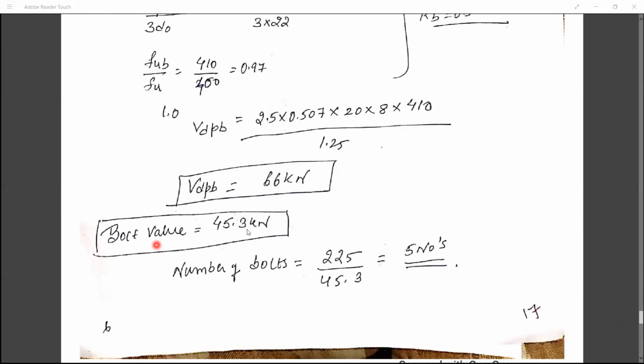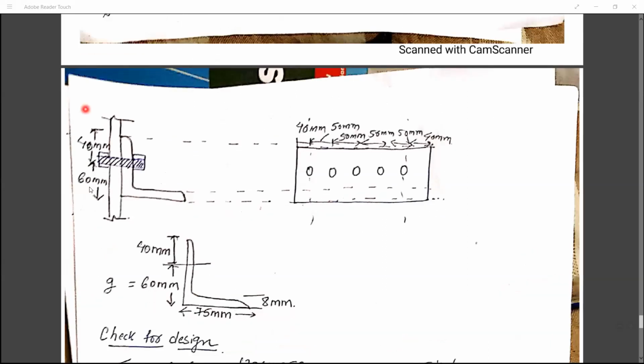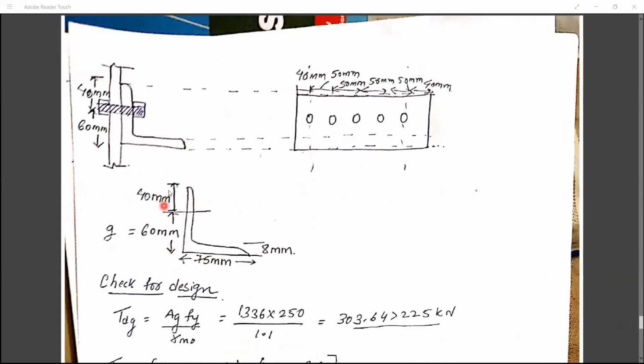So your bolt value is 45.3 kilonewtons. Then the number of bolts is 225 divided by 45.3, that is nothing but 5 bolts. Then if you draw this single angle section, the edge distance was 40 mm, so the leftover is 60 mm. What is our angle section? 100 into 75 into 8 mm. So 40, 60. 60 is our gauge distance. Whatever the edge distance is, that is 40 mm. Whatever leftover distance there is will be the gauge distance, that is 60 mm.